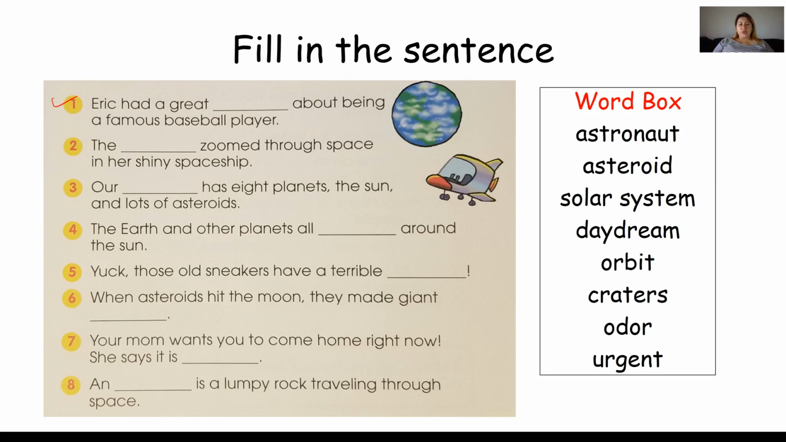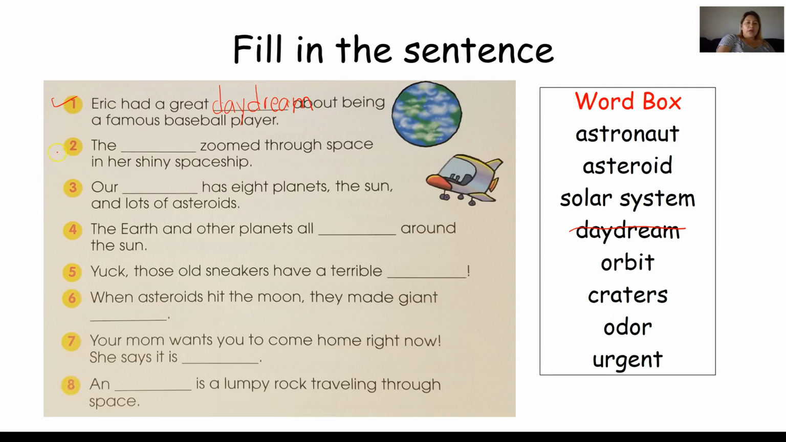All right, boys and girls. So number 2. Oh, no, I'm sorry. We haven't done number 1. Let's go back. Number 1. You can read along with me. Eric had a great blank about being a famous baseball player. He had a great what? About being a famous baseball player. That's right, daydream. Remember, to dream about something during the day when you are awake. So I am going to write daydream for number 1. Make sure you also have that for number 1.